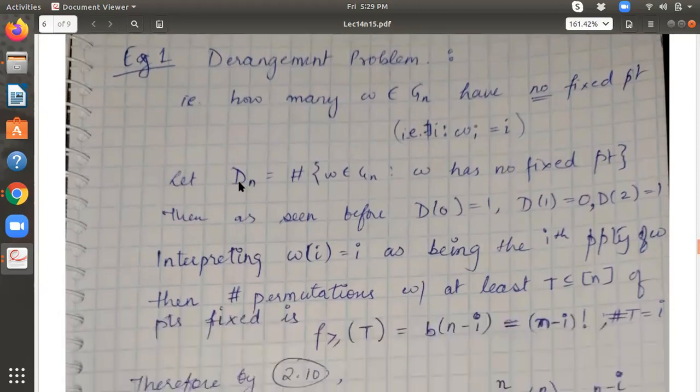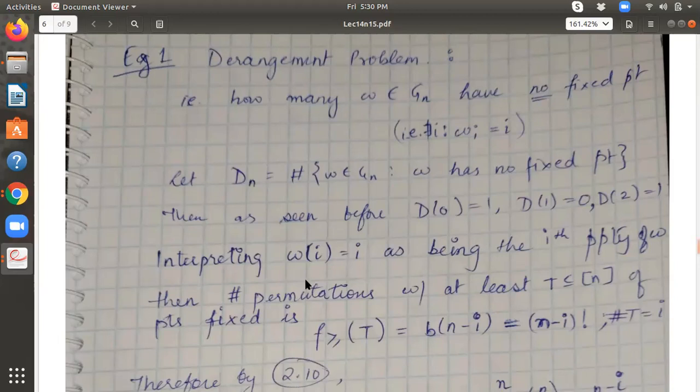So if d_n is the number of all such permutations, then we have seen this before also, that if you have zero elements, then vacuously you get one way of doing this. For one element, there is no way, so it's zero. For d_2, it's exactly one way. There is exactly one permutation of elements 1, 2 which has no fixed point, which is 2, 1, right?